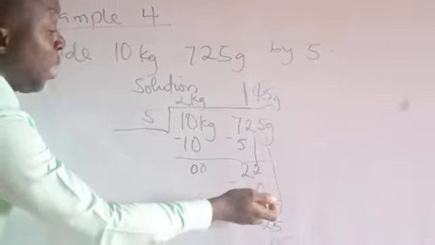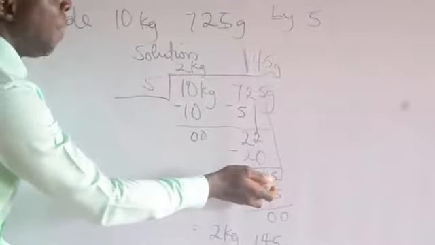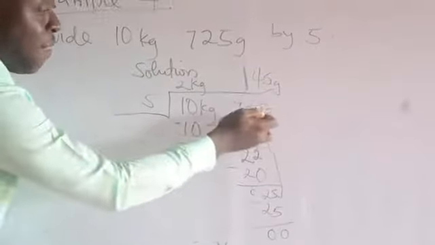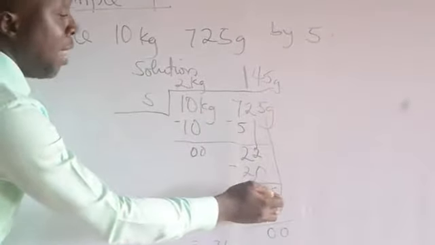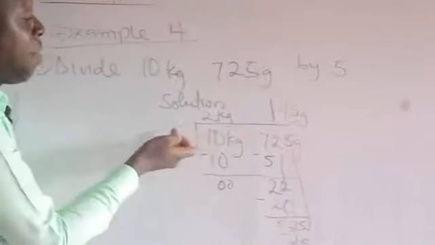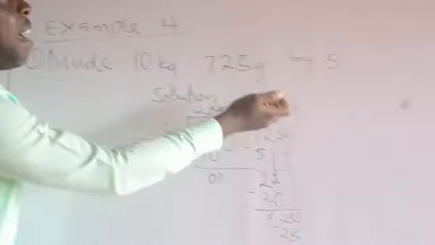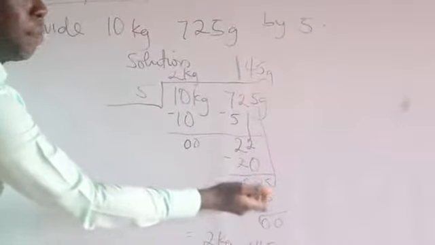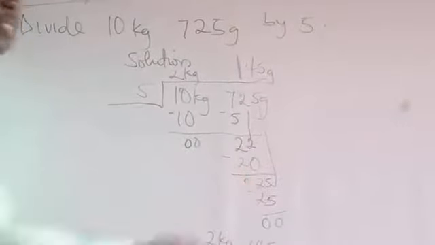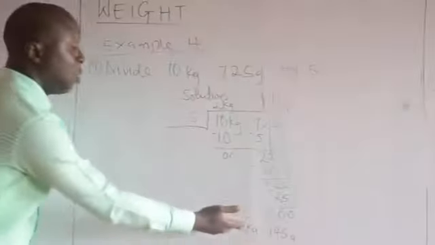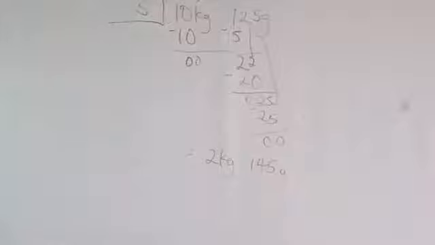22 minus 20 will give us 2. But 2 cannot divide 5. So we'll bring down the last 5. It becomes 25. 25 divided by 5 will give us 5. And 5 times 5 will give us 25. 25 minus 25 will give us 0. So our final answer is 2 kilogram, 145 grams. Is that taken?